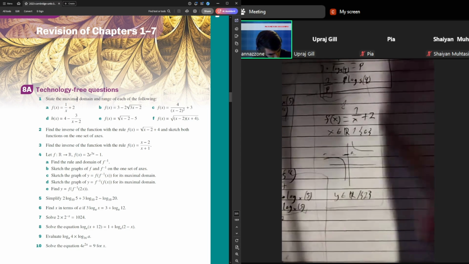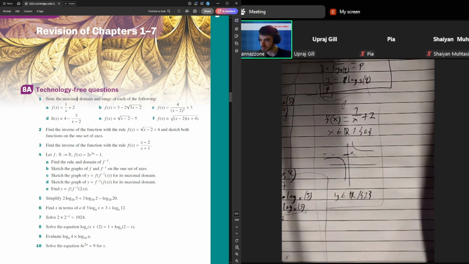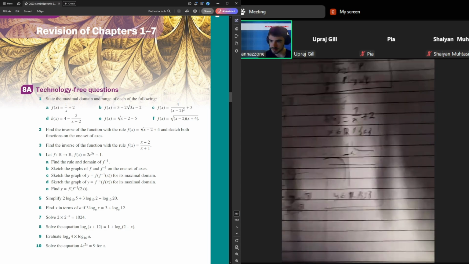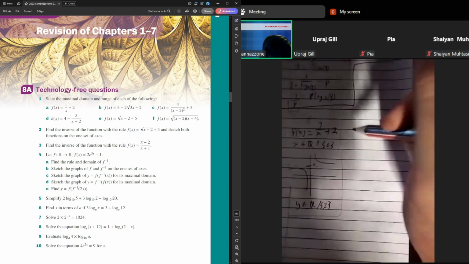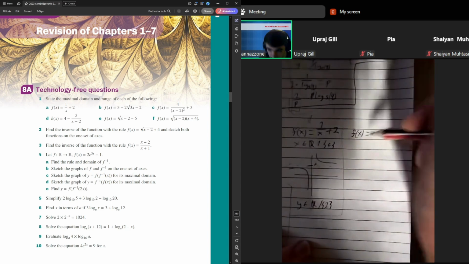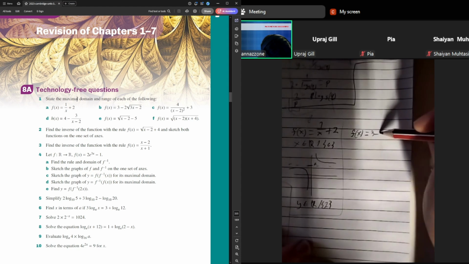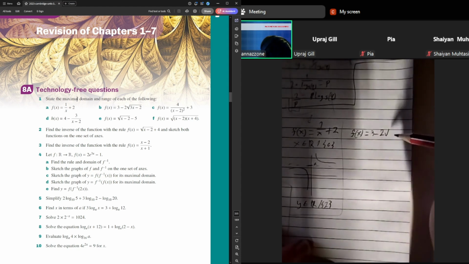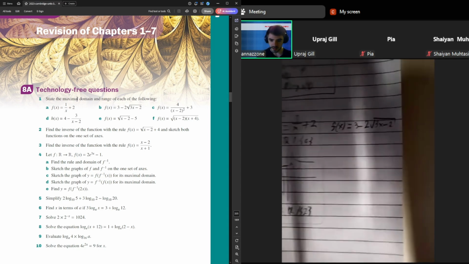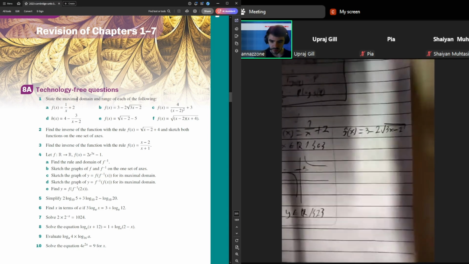But okay, that's that. Next up that would be unique would be a square root graph. So let's bring one of those up. I'm going to have f of x is equal to 3 minus 2 root 3x minus 2. All right, maximal domain and range of this one.